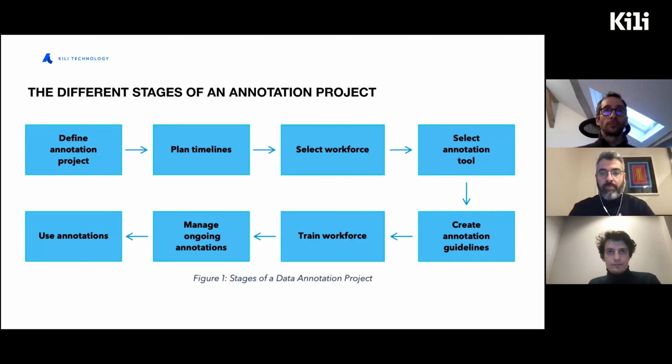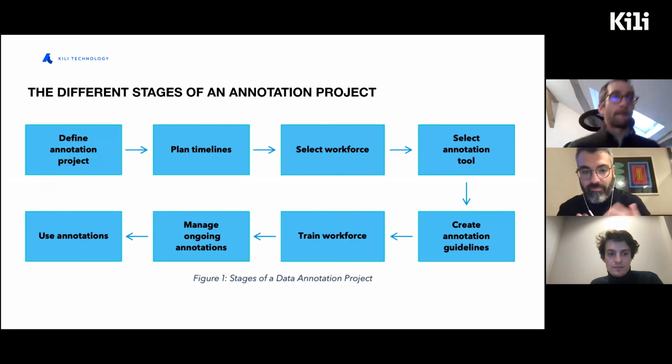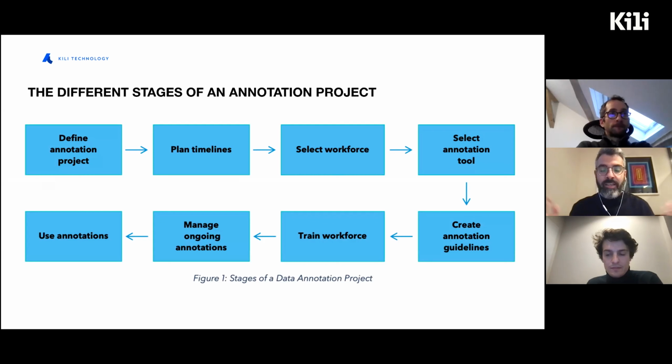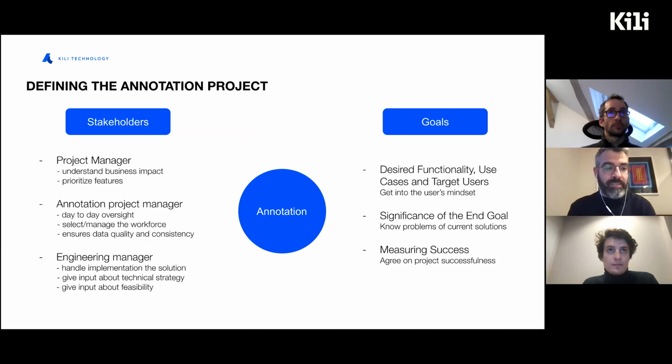This slide is really important because it's the first step of our webinar. Here we can discover the 8 main phases necessary for a successful annotation project. We will go into more detail about all these phases just after, but let me read them for you. 8 phases: define annotation project, plan timeline, select workforce, select annotation tool, create annotation guidelines, train workforce, manage ongoing annotation, and how to use your annotations. So this is the intro. Let's deep dive, and next slide, please.